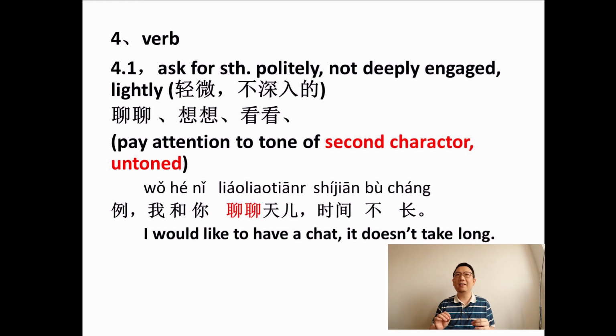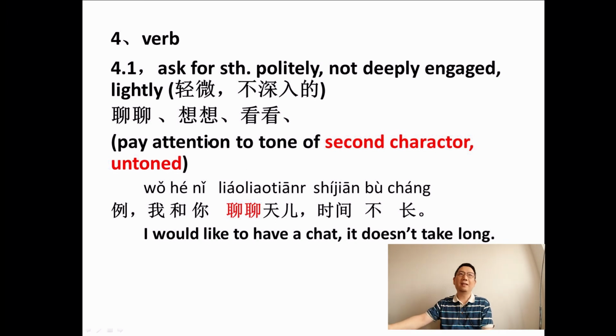You can understand. We have this example. 我和你聊聊天儿，时间不长。I would like to have a chat, it doesn't take long. So I think you can have this feeling. 聊聊天儿 is very free time, just talking about something not so serious, not very big issues, things like that.